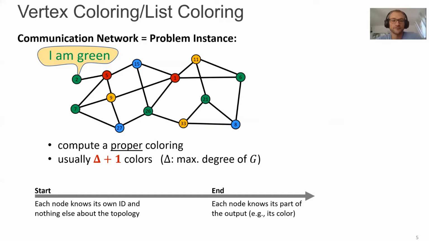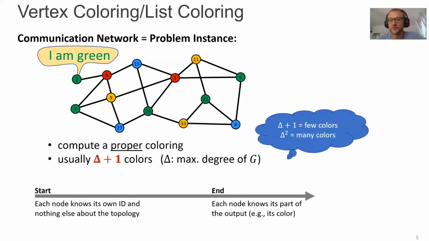As I said, usually we want to color with few colors, and few colors in this area usually means delta plus 1 colors, where delta is the maximum degree of the graph. Note that any graph has a delta plus 1 coloring, and you can simply compute it sequentially very easily by just iterating through the vertices in an arbitrary order. So delta plus 1 is what I consider few colors. And this old result by Linial uses roughly delta squared colors. And this is what I consider many colors.